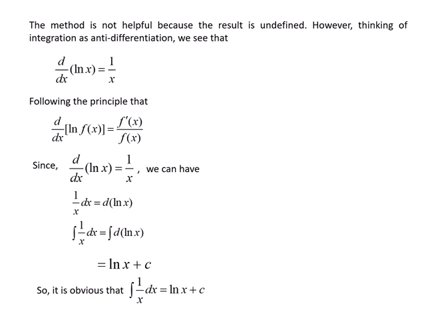Now we take the integral of both sides. We have the integral of 1 over s ds equal to the integral of d(ln s). By the time you take the integral of d(ln s), it is going to give us ln s, then plus c. So it is obvious that the integral of 1 over s ds is equal to ln s plus the arbitrary constant. So that is how to get that.